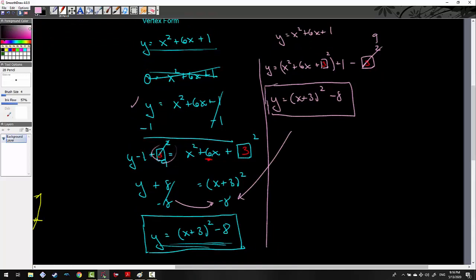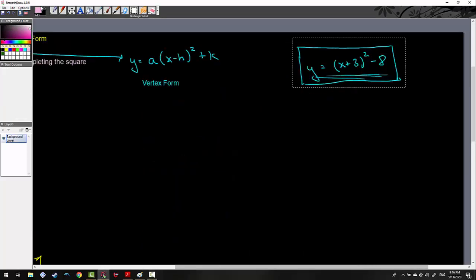Okay, let me clean up the board real quick, and I will talk about each of the pieces. Now that I've gotten this thing in vertex form and cleaned up the board, let's talk about what each of the pieces does. Vertex form is advantageous because it tells you clearly what the vertex is. The vertex coordinates will always be h, k.